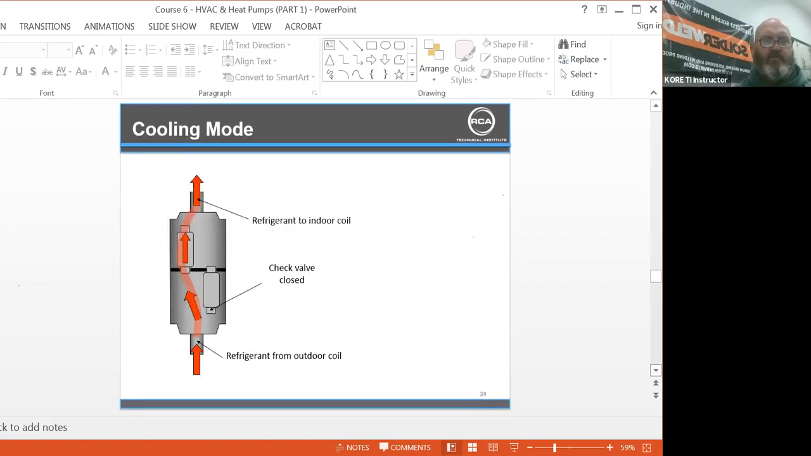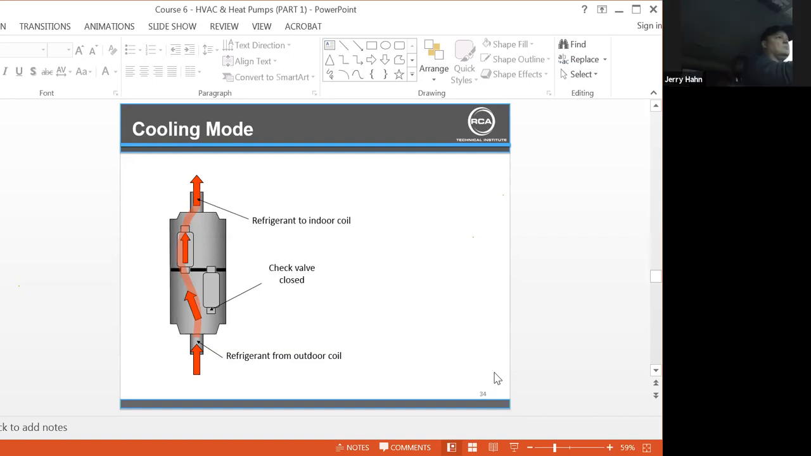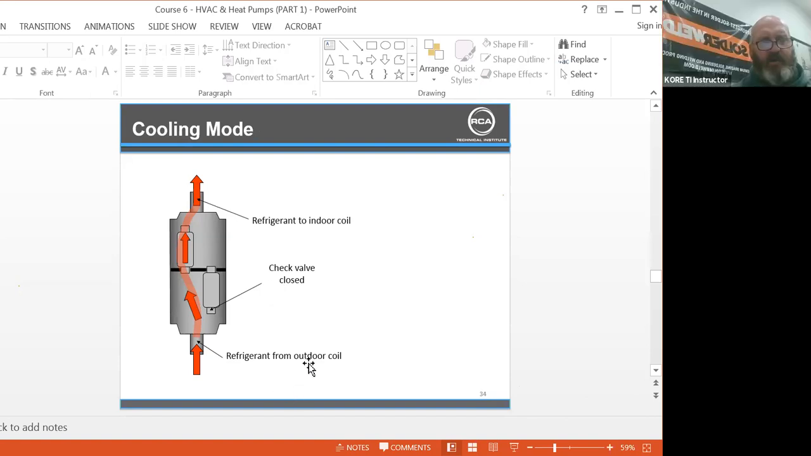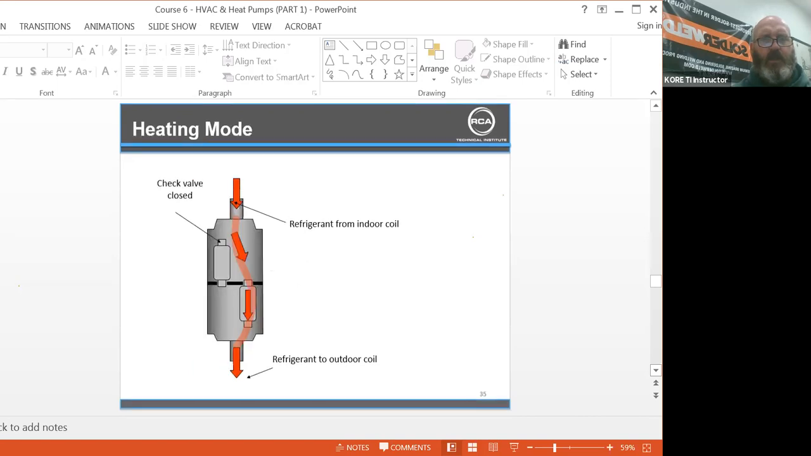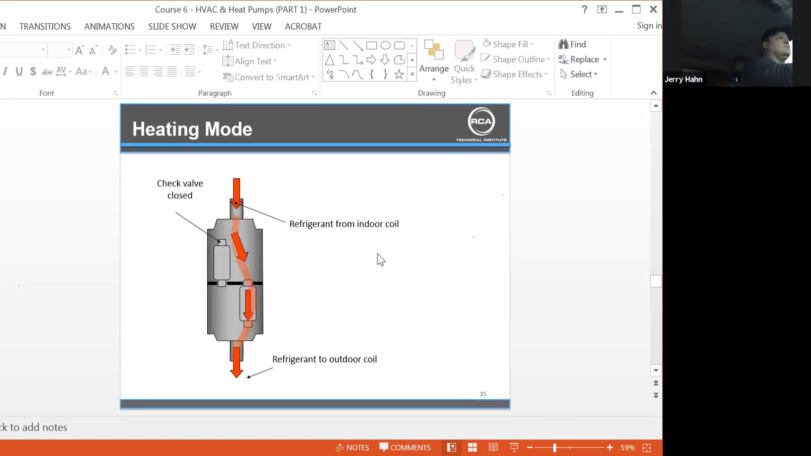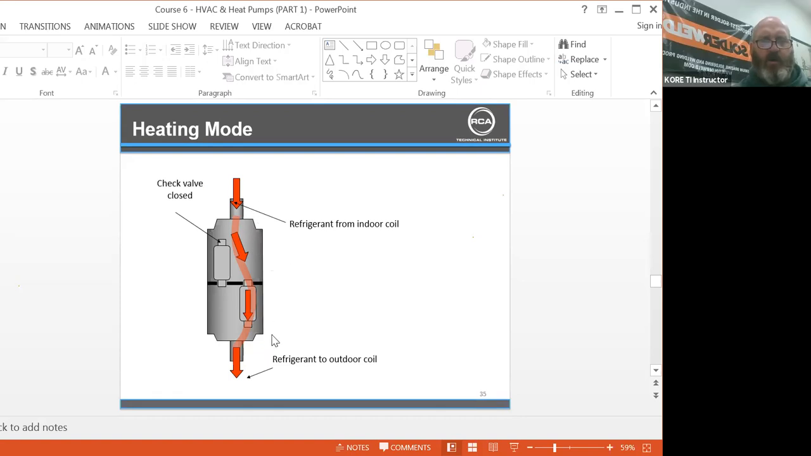Here's your cooling mode, refrigerant to the indoor. Here's your check valve. Looks like through here, refrigerant from the outdoor coil. In a heating mode, the check valve is closed. Refrigerant from the indoor coil passes through and goes to the outdoor coil.